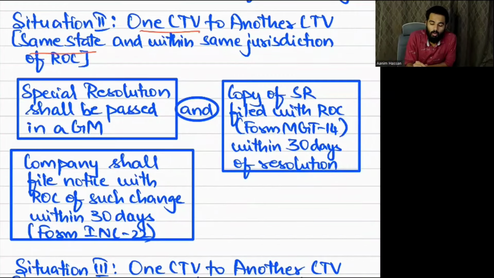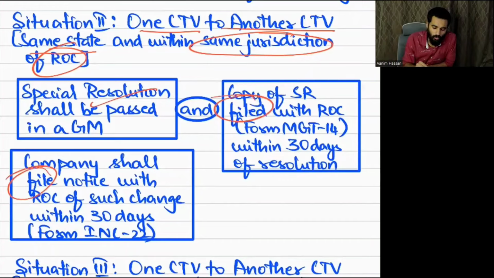Situation two: same state, one city, town or village to another city, town or village, same jurisdiction of ROC, then a special resolution is to be passed. Then you have to file with ROC. What? One, you will file the special resolution, in form MGT 4. Then you will file notice for the change, and this will be form INC 22.